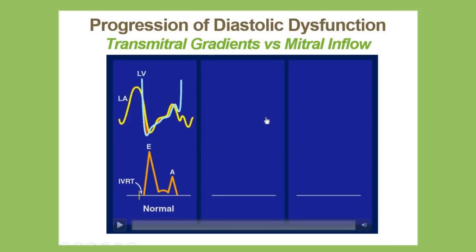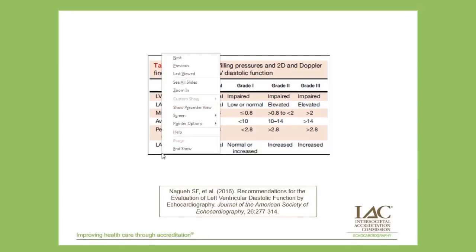So let's look at progression of diastolic dysfunction, looking at transmitral gradients versus the mitral inflow. Now here we have our normal mitral inflow and normal cath curves.